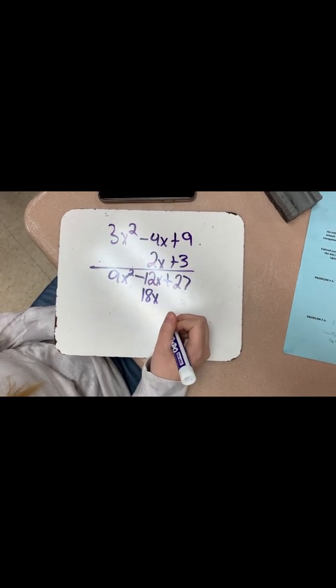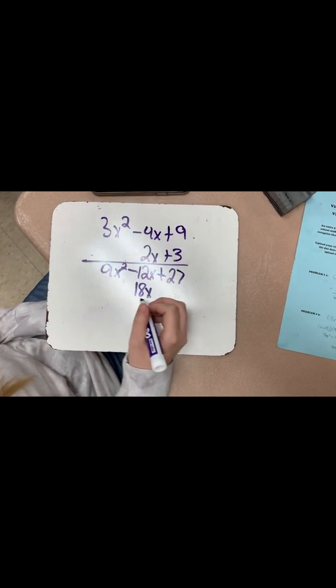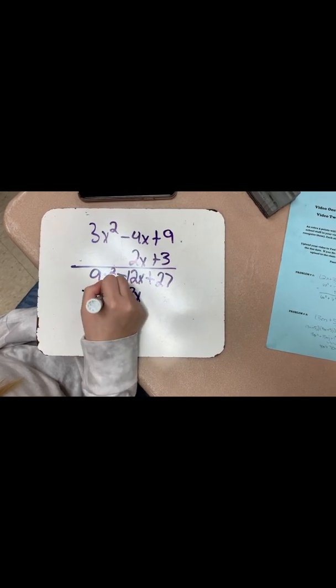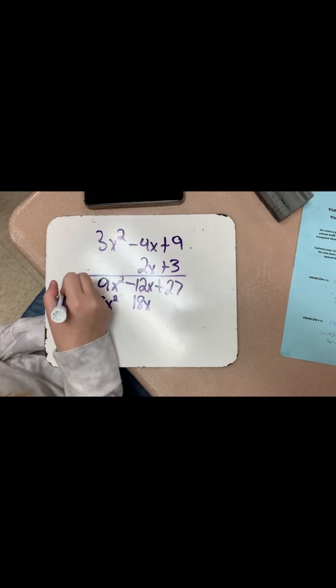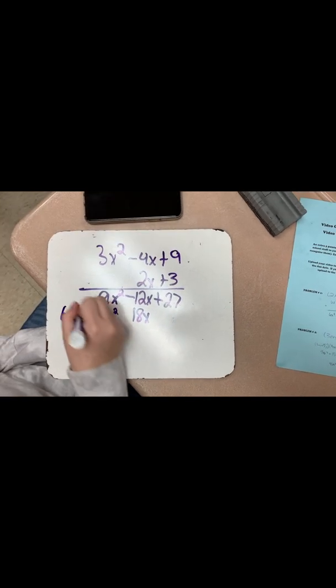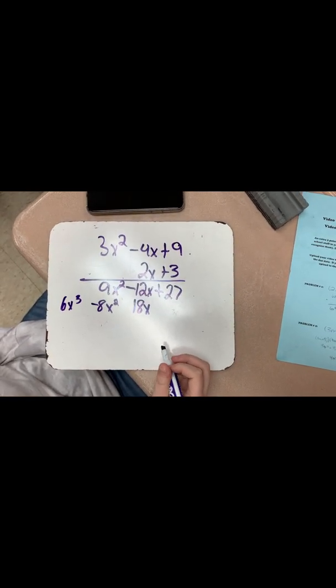You will get 18x. Then you do 2x times negative 4x. You will get negative 8x squared. Lastly, you multiply 2x times 3x squared. You will get 6x cubed. Finally, you combine your like terms.